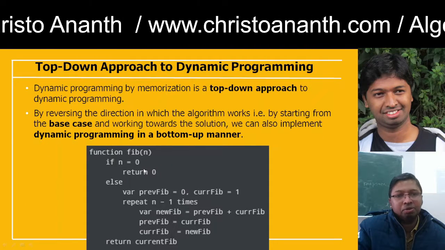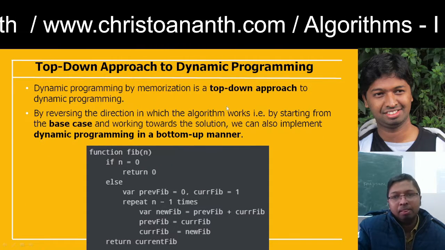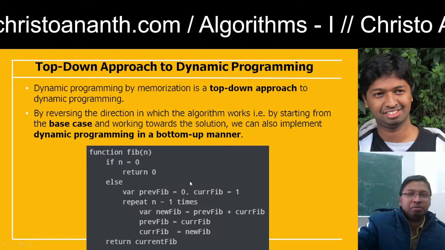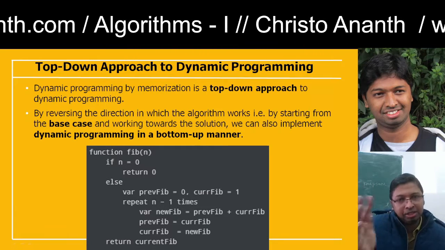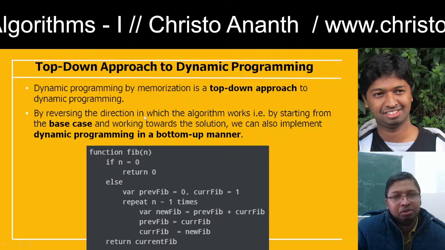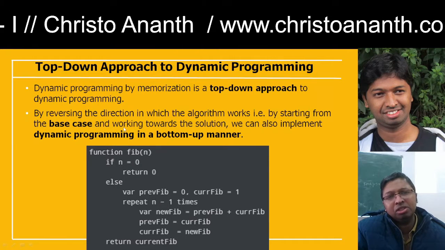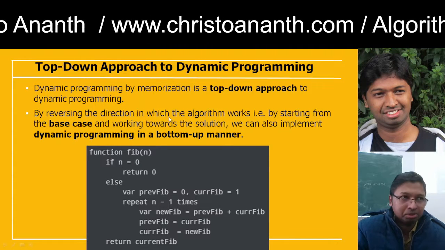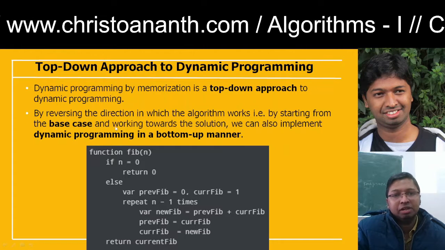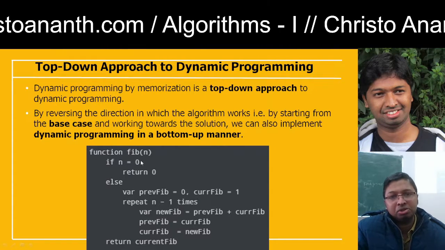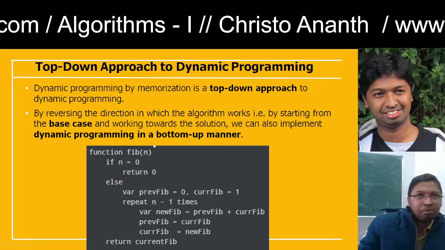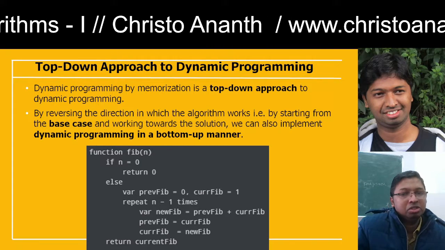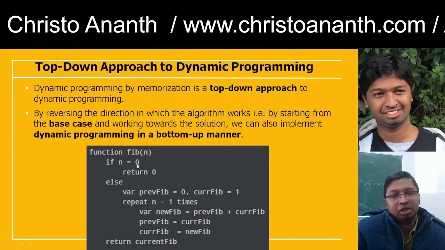So this is the top down approach. Top down approach: the previous step and the next step that you are going to add, that is the way you will go with this one. And you can also reverse the direction in which the algorithm is going to work. You can start from the base case and work towards a solution, and you can go in the bottom up manner also. So here you will have function Fibonacci of n.